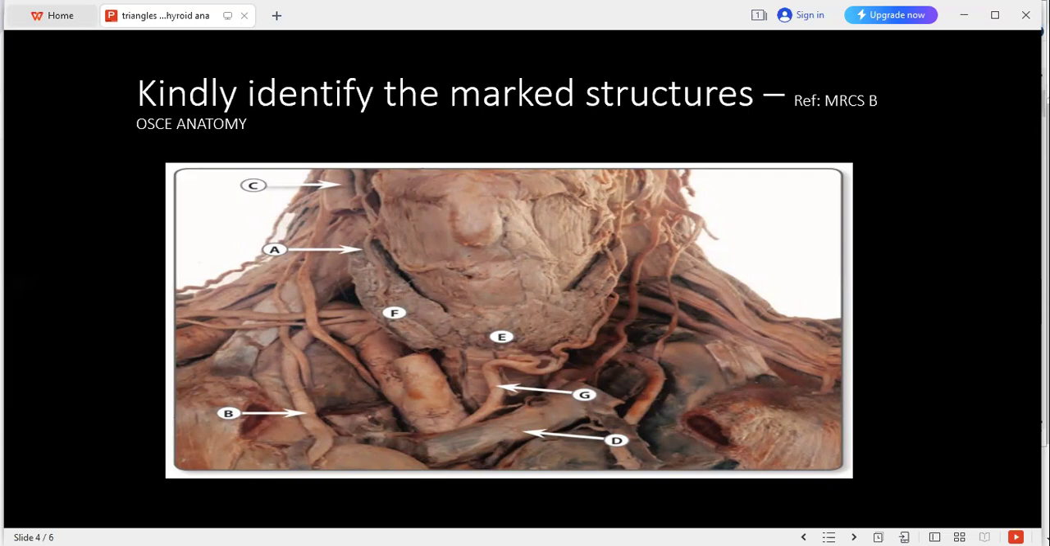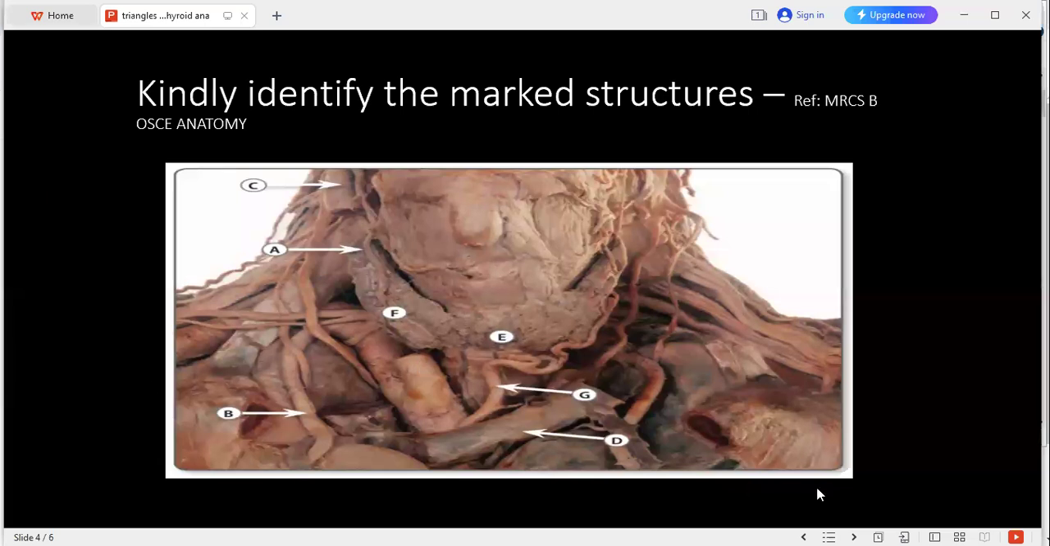Can you please identify number A? Superior thyroid artery. Can you tell me the blood supply of the thyroid gland? It is supplied by the superior thyroid artery, which is a branch of the external carotid artery, and the inferior thyroid artery, which is a branch of the thyrocervical trunk, which in turn is a branch of the subclavian artery. In 10% of cases there is one extra artery, the thyroid ima artery, which arises from the brachiocephalic trunk. Okay, good.